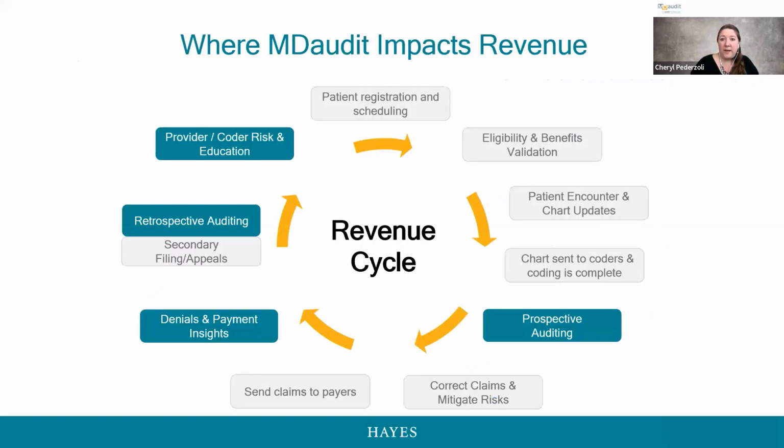MDaudit Enterprise impacts the revenue cycle in a few places. It enables prospective auditing to allow auditors to catch billing or coding errors before the claim is submitted to help speed up reimbursement and improve your cash flow. You can use MDaudit to gain insights into the reasons for denials, allowing you to avoid them moving forward. The retrospective auditing tool allows you to take a risk-intelligent approach to auditing to be more efficient and effective. And most importantly, MDaudit Enterprise allows you to identify areas of compliance and revenue risk and provides tools to help educate to enable improvement moving forward.